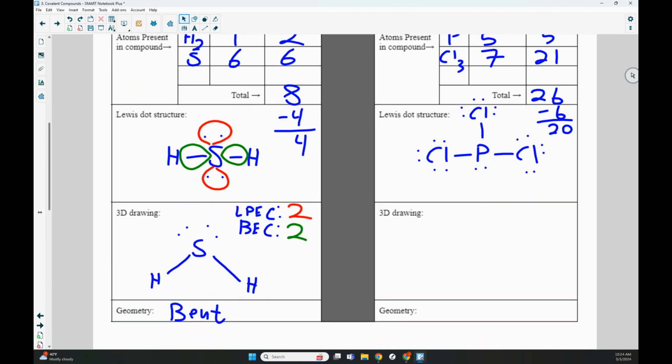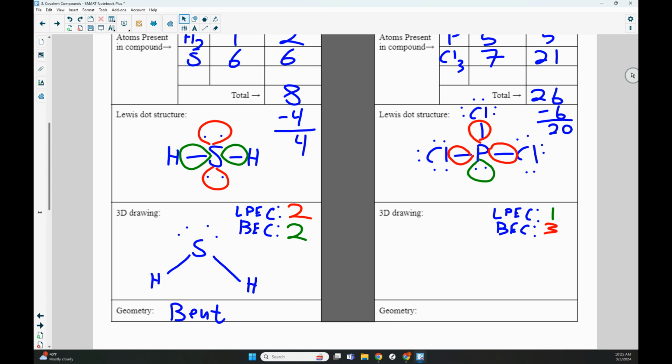Now I'm going to total up the lone pair electron clouds. And I'm only going to total up those that are on the central atom. And that's only 1 lone pair electron cloud. You'll notice that the chlorines have lone pair electron clouds, but we don't care about those because the chlorine is not the central atom. So that's 1 lone pair electron cloud. Now I'm going to total up the bonding electron clouds on the central atom. And I have 1, 2, 3.